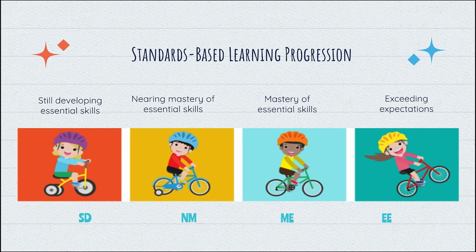Now, this is not expected, but some students will take off and they're riding wheelies, maybe they're riding on the ramps, and we will be watching for that, and those are the students we'll mark as exceeding expectations. But just to be clear, a normal progression of learning throughout the school year will be still developing, nearing mastery, and our final target is mastery of essential skills.